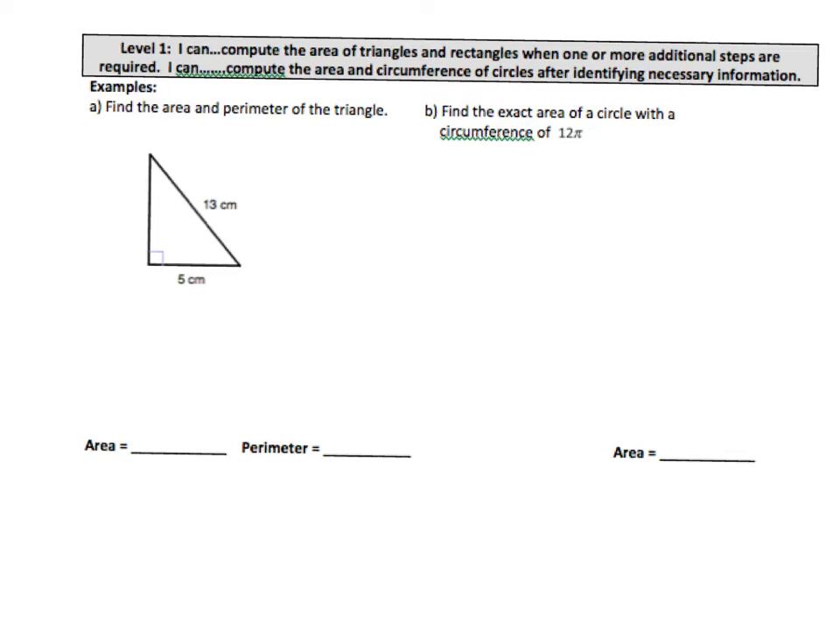So it says, I can compute the area of triangles and rectangles with one or more additional steps, and I can compute the area and circumference of circles after identifying necessary information. So in example 1, it says find the area and the perimeter of a triangle.